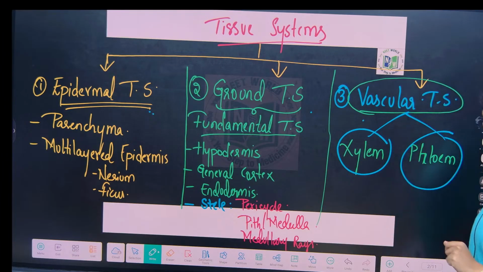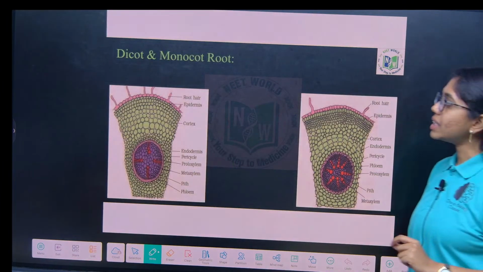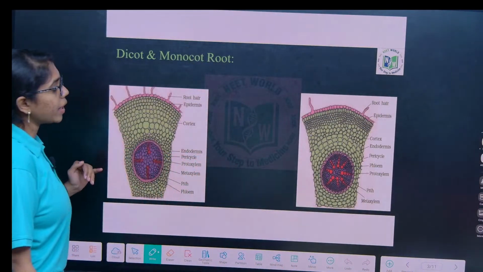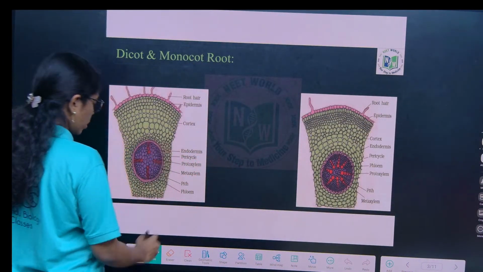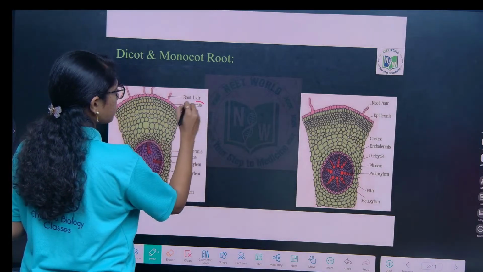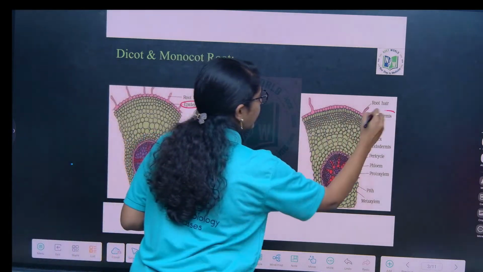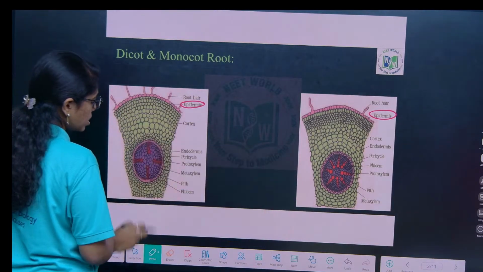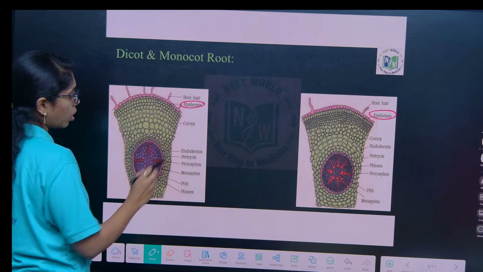Clear, no? Next. Now we will see dicot, monocot root. In this you tell me under epidermal tissue system what comes? Only epidermis, right? Epidermis. And here epidermis doesn't have cuticle. Epidermis doesn't have cuticle in both of them.